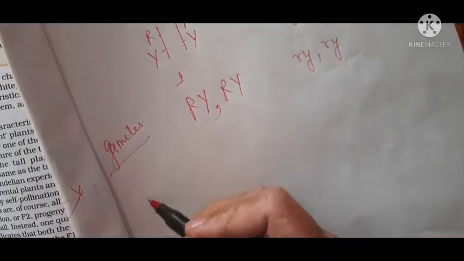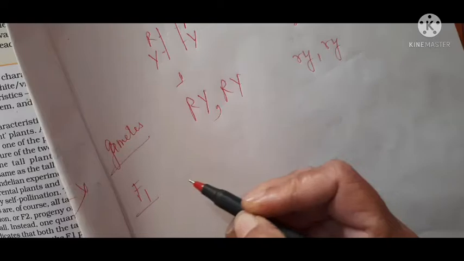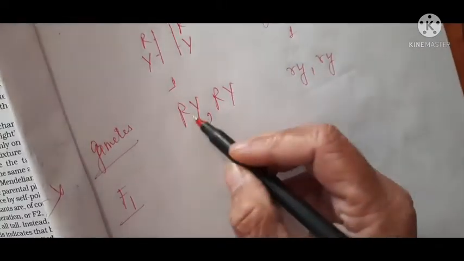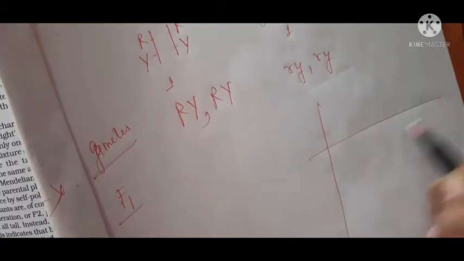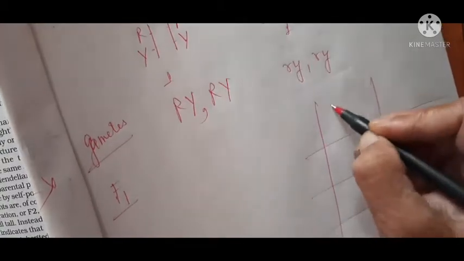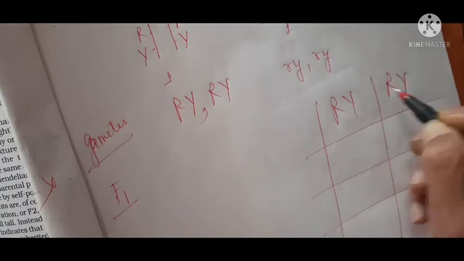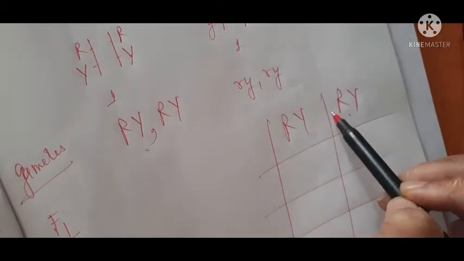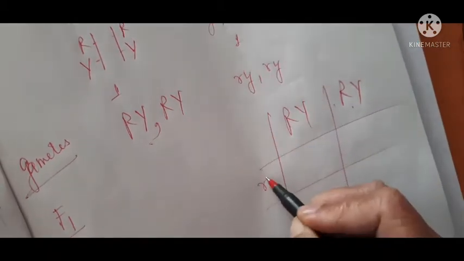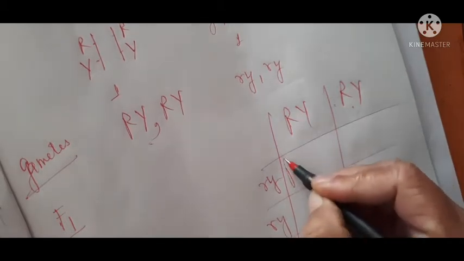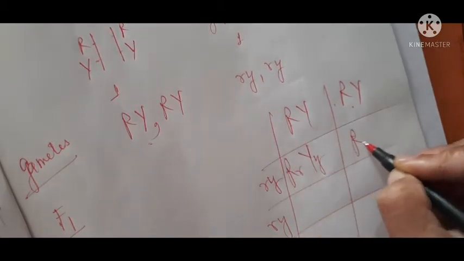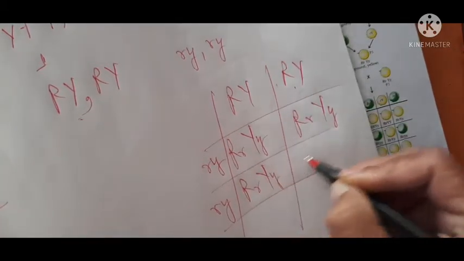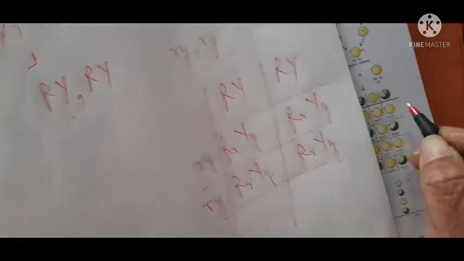Now, what are the F1 progeny? What combinations are possible? These are the gametes, so what will we do here? This is RY, RY. Of the same parent you have to take the gametes. You can take this also here, but it should be of the same parent. So what will we get? RrYy, RrYy, RrYy, RrYy. You know how we have got this.